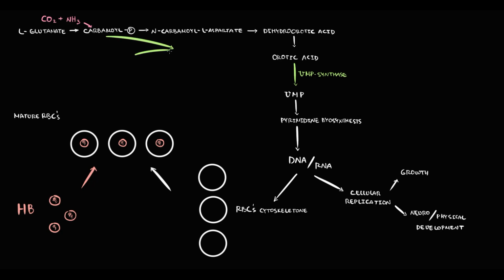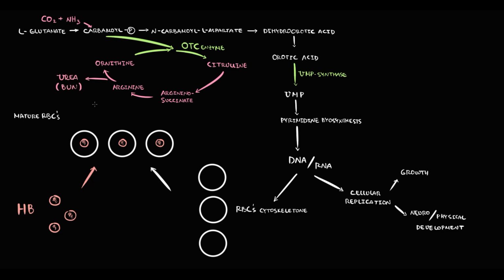And carbamyl phosphate enters into the urea cycle by binding to ornithine. This reaction is catalyzed by a specific enzyme called ornithine transcarbamylase, and the product of this reaction is citrulline. After this, we convert citrulline into argininosuccinate and then to arginine. And from arginine, we cleave a urea molecule, and by this we convert arginine back into ornithine. And this chain of reactions we call the urea cycle.